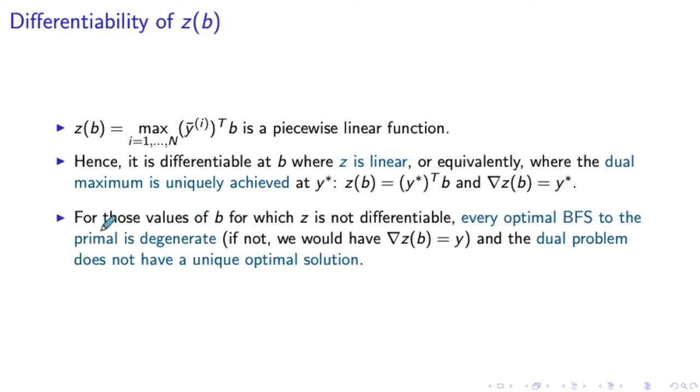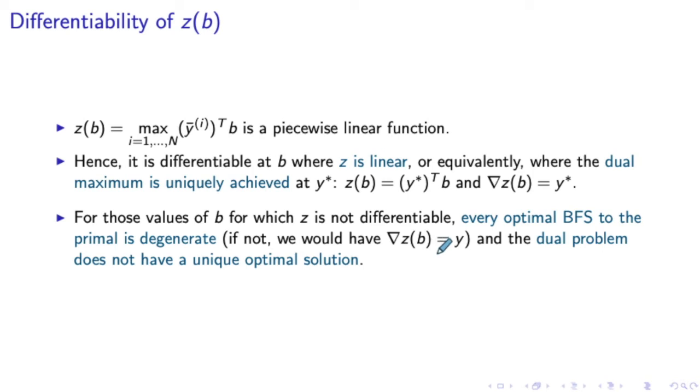So now, whenever we don't have differentiability at the point b, we know that every optimal basic feasible solution to the primal problem is degenerate, because if it was not degenerate, then we would have local linearity, and then the gradient would be equal to y, the dual optimal solution. And with respect to the dual, this implies that the dual has alternative optima. So this corresponds to the situation with the breakpoints that we just considered in the illustration. So whenever we do have differentiability, the gradient of z of b is equal to the optimal dual solution for the corresponding value of the right-hand sides.